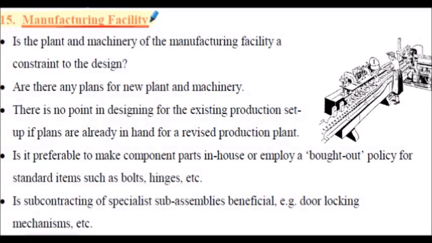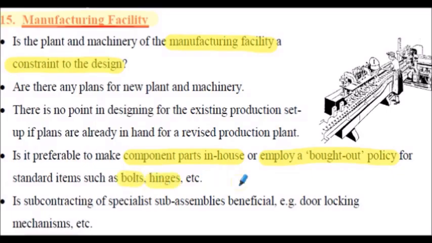Requirement 15 is manufacturing facility. Is the current manufacturing facility a constraint to the design? For example, limiting the manufacturing processes that can be undertaken. Do we manufacture components in-house or employ a bolt-out policy for standard items? Certainly applicable to bolts, nuts, washers, springs, hinges, specialist items. Sometimes subcontracting for specialist sub-assemblies may be beneficial. For example, door locking mechanisms might be undertaken by specialist manufacturers.